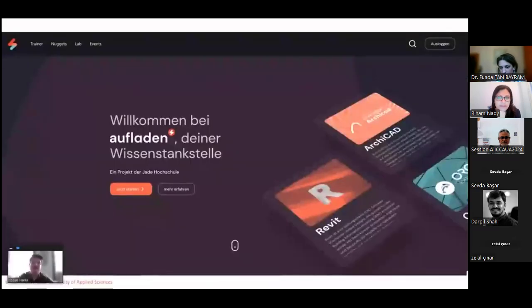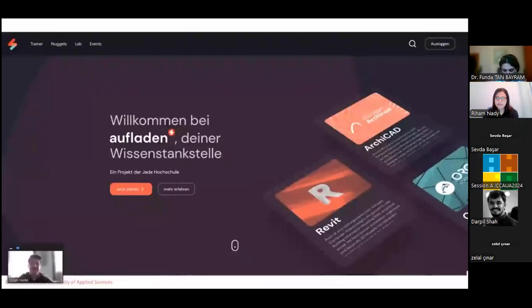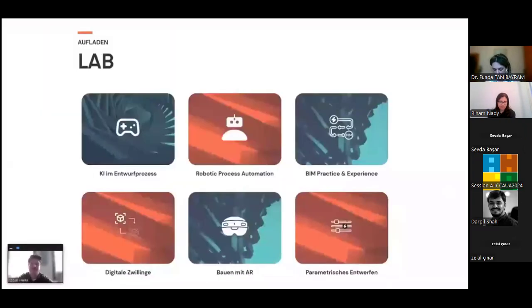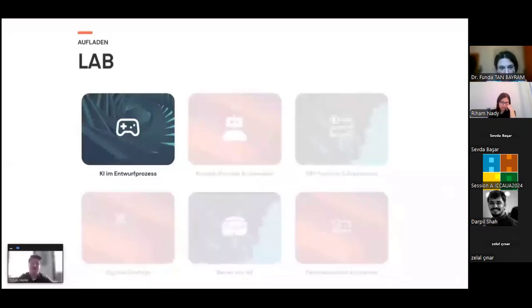In the research project Aufladen, we develop a digital web portal where students have the opportunity to test and expand their knowledge in the context of the digital transformation of the construction industry, with a focus on building information modeling, or for short BIM. To research current topics, we also developed a space for students to experiment. We call this Aufladen Lab. And one area of the slides we talk about today is AI.